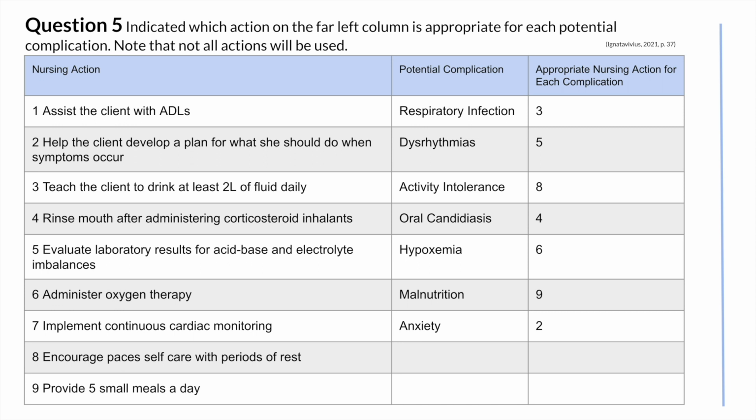For malnutrition, it is important to provide 5 small meals a day. This also helps with fatigue and increasing their nutrition with the small balanced meals throughout the day. For anxiety, you want to help the client develop a plan for what she should do when the symptoms occur to help maintain control over the episodes and decrease her anxiety.